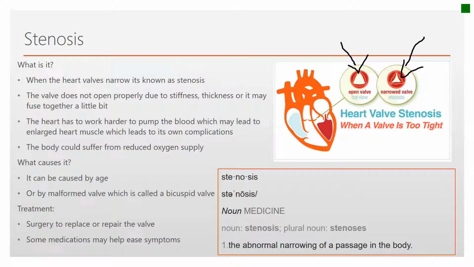So treatment of heart valve stenosis would be surgery to replace or repair the valve, although some medications do help to ease the symptoms, and depending on how bad the stenosis is, some people can just take medications to help that.